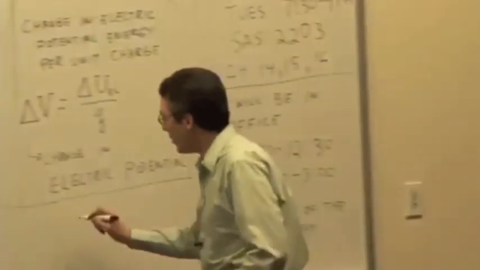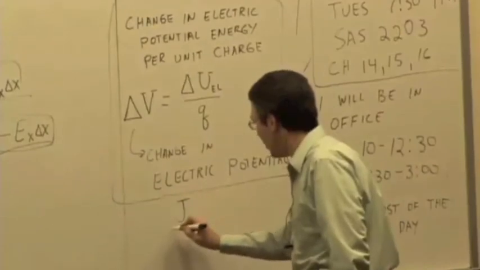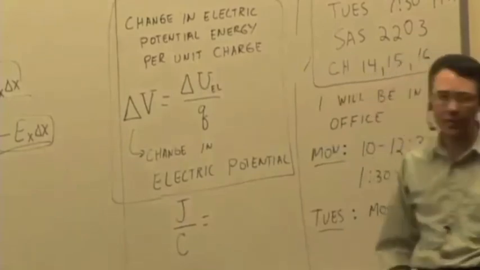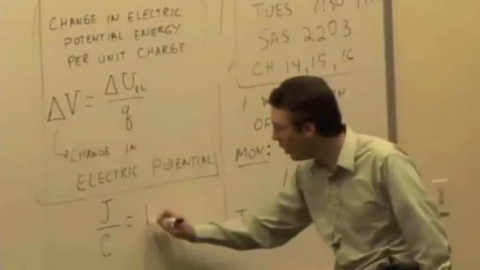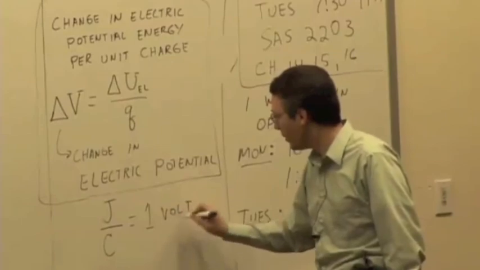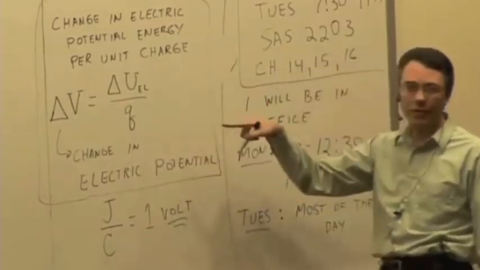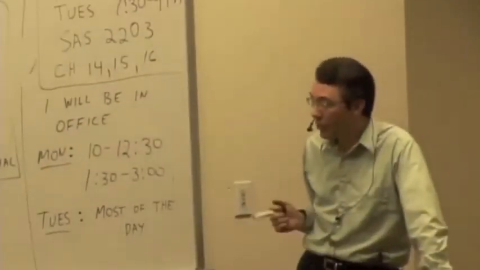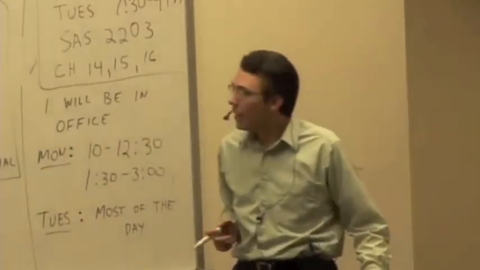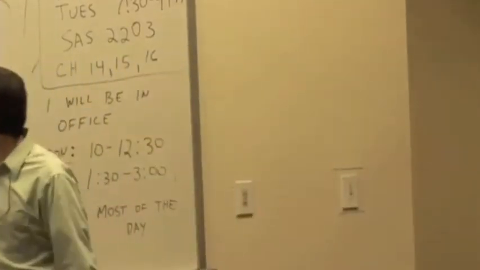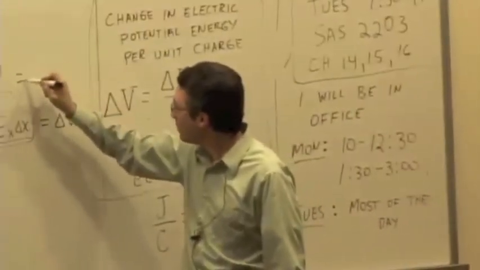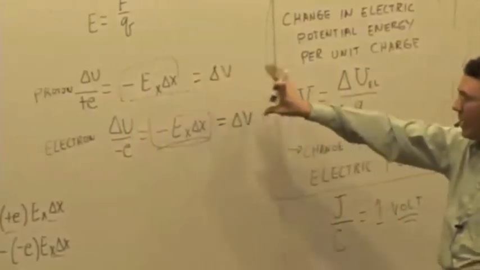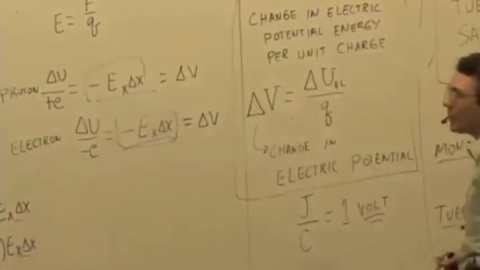This thing has units of energy divided by charge, so units of joules per coulomb, but there's a special name for that unit. It's called what? It's a volt. This is 1 volt. So when you hear the term voltage, a voltage is a change in energy per unit charge. Okay, it's a joule per coulomb. Note the relationship, though. We now can say that this delta V is the same for both the proton and the electron. It doesn't depend on the charge. It's still going to be negative E_x times delta x.